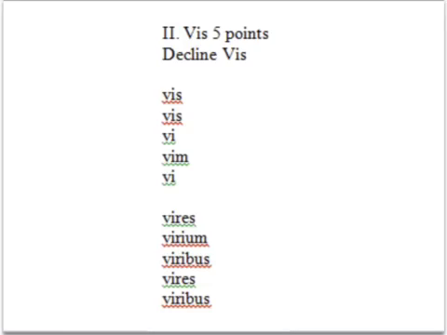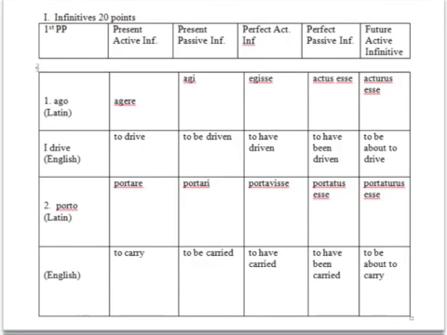Now, for all the versions, you'll be asked to decline vis. And so, vis acts a lot like a third I stem. So you have vis, vis, vi, vim, vi. And now what makes vis hard is that in the plural, its base changes from V to VIR. And it's vires, virium because it's I stem, viribus, vires, viribus. And you'll see this on every version of the test. And so how forms will differ on the different versions is the different verbs you'll have to give me the infinitives for.